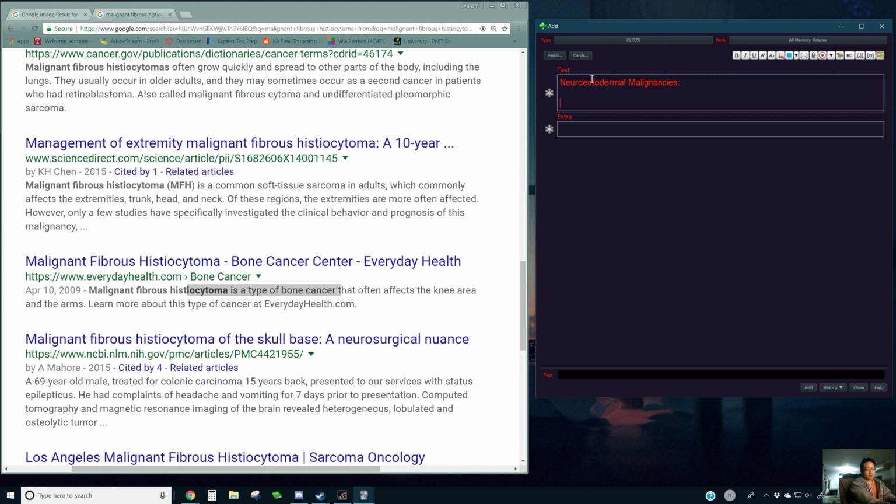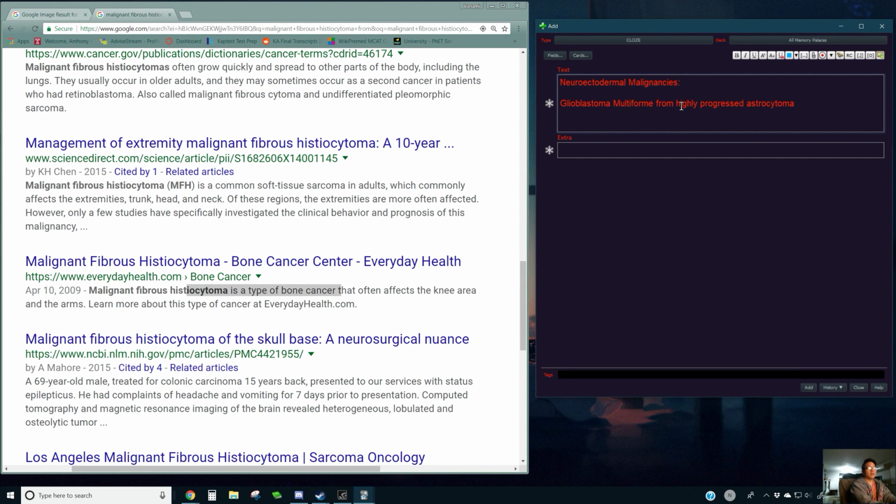So, we start off with Barry Allen with Astro Boy. So, what does Barry Allen do? Glioblastoma multiforme. Is that right? Let me see. Wait, what? Is that not right? Oh, it is right. Glioblastoma multiforme, from highly progressed astrocytoma. That was a long one.